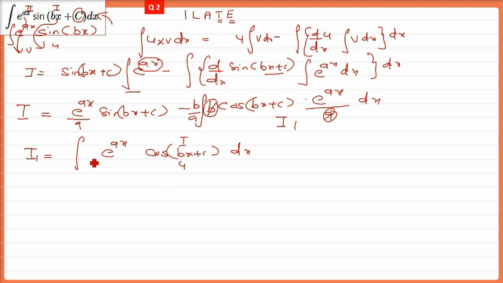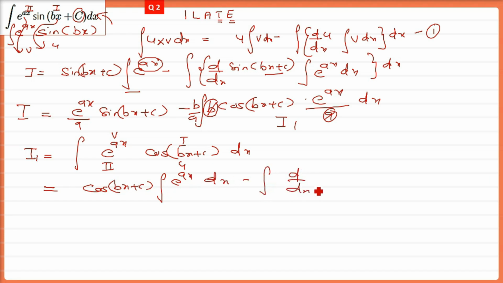So this I1 is u as cos bx plus c, v as e raise ax. That is, first function we will take as per ILATE. First function will be cos bx plus c, second function will be e raise ax. So this will be cos bx plus c, this is the first function. Integration of e to the power ax minus, and then d by dx of cos bx plus c. Then the integration of e raise ax again with respect to dx. And once this is done, we'll again integrate it. So e raise ax will be e raise ax divided by a.